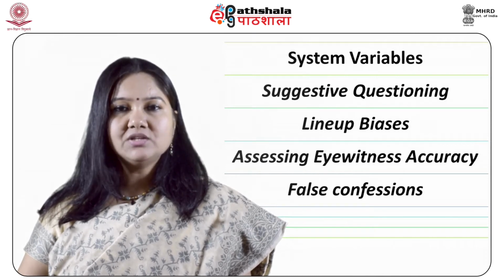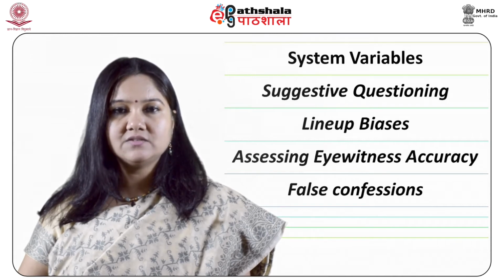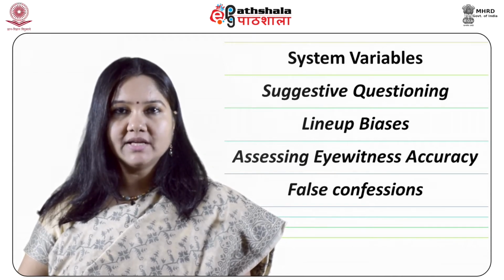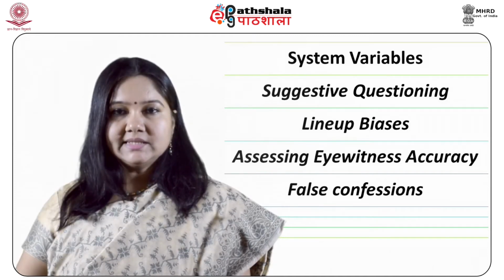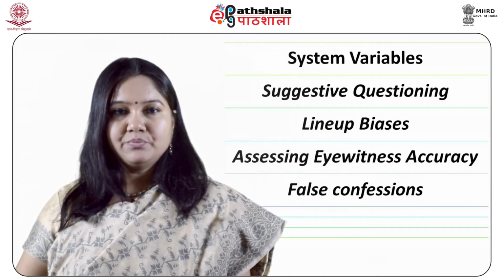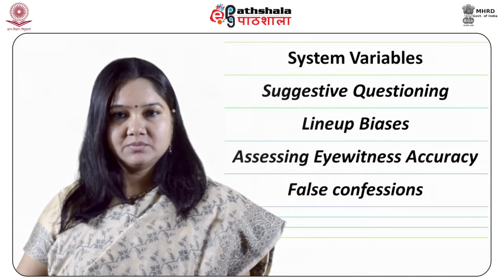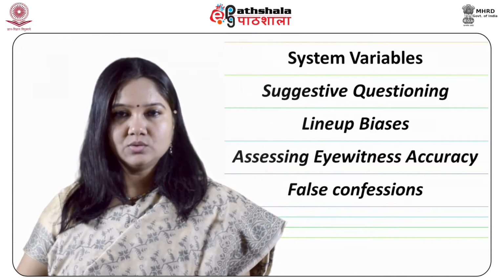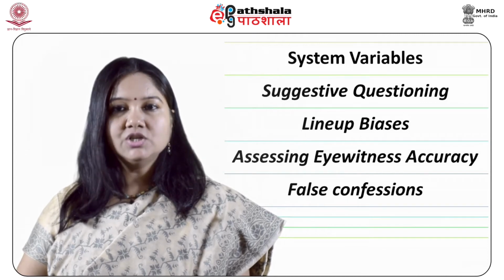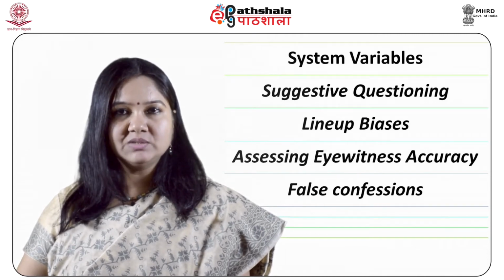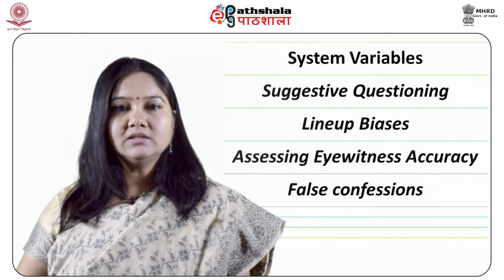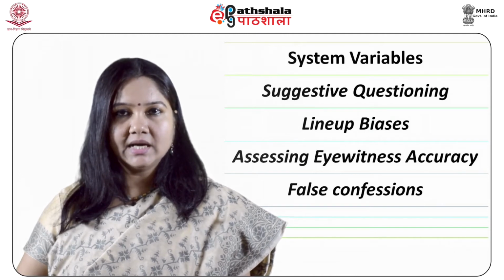There are three major explanations about the effect of post-event information on memory. The first is the overwriting hypothesis. This hypothesis states that post-event information actually replaces the information that witnesses encoded about an event, changing existing memories permanently. Another explanation is the forgetting hypothesis.